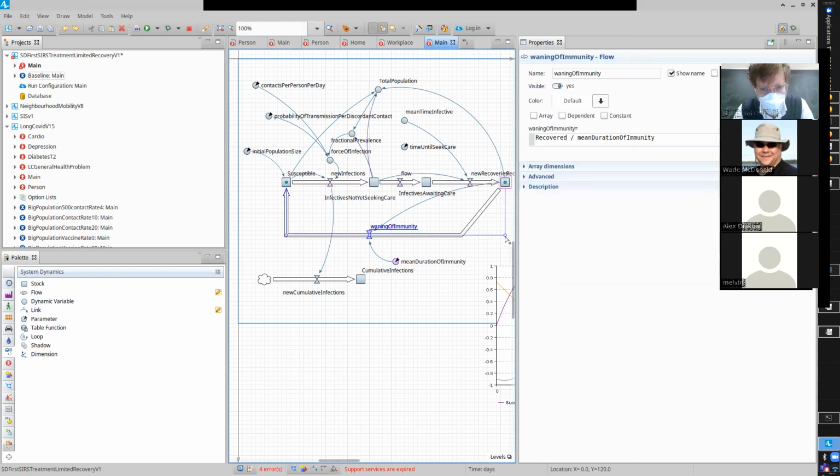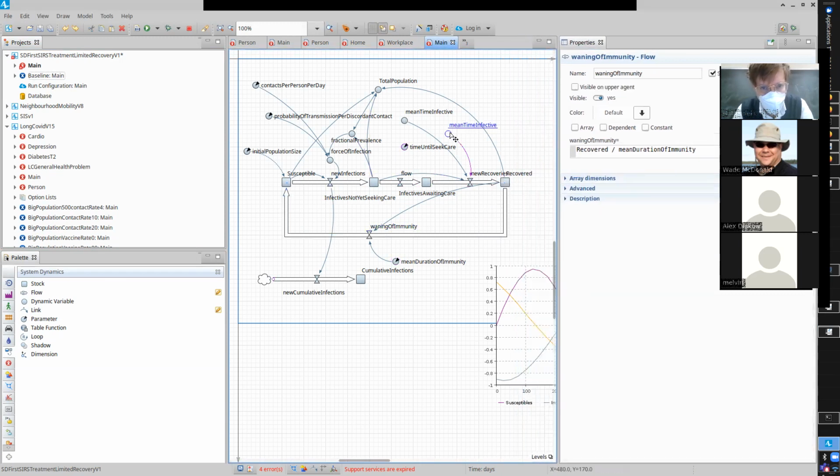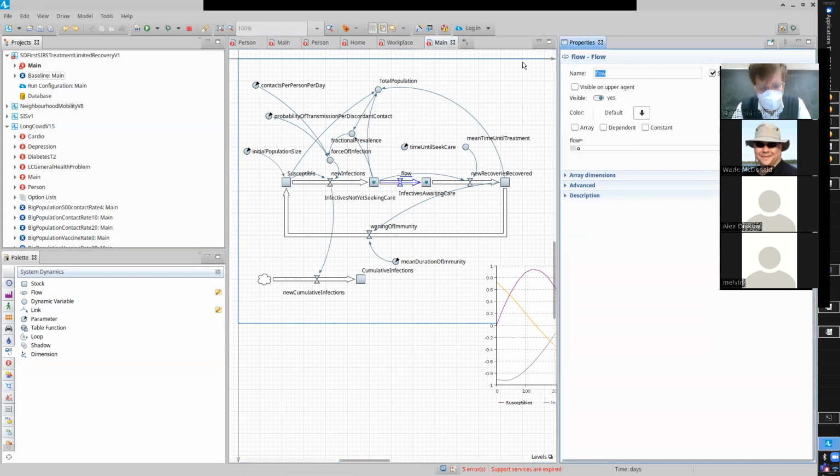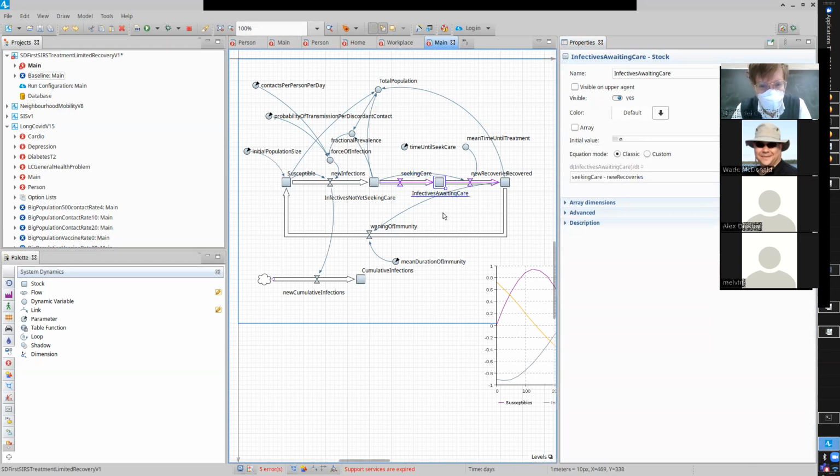And then we're going to have recoveries. And the recoveries will be occurring after a mean time until treatment. Okay, I'm calling it mean time until treatment. I'll provide you this in just a minute. So this one here is called seeking care now. This is a wild version of this.